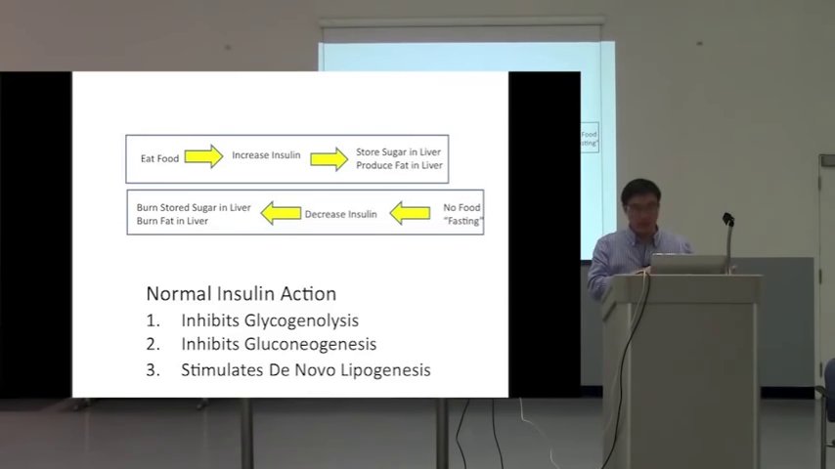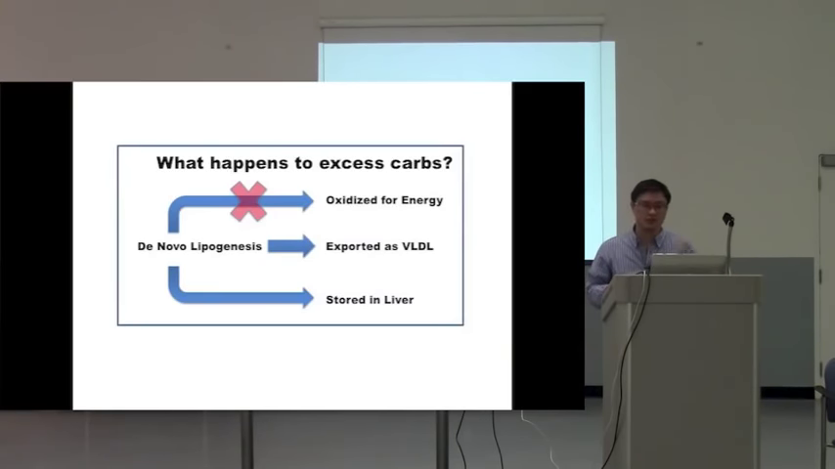When you don't eat or when you fast, the process happens in reverse. So your insulin level goes down, and then you start to pull out some of this liver fat, some of this glycogen. That's a normal situation. So what happens to these excess carbohydrates? Well, you can burn it, but if you're eating and your insulin is high, you're not going to burn it. So you really have two options. You can send it elsewhere through VLDL, or you can store it in the liver.